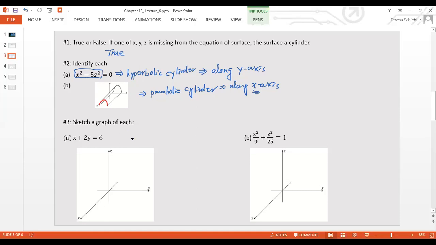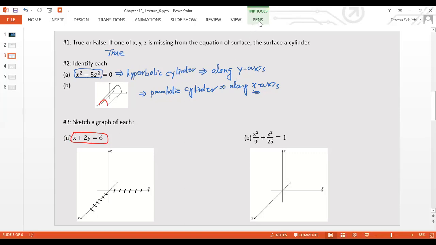And then the next one here, they say to sketch the graph. This is x plus 2y equals 6. Let's do the trace here. Remember, the trace is what you get if I only look at the xy plane, right? So when x equals 0, y equals what? y equals 3, right? So 1, 2, 3, 4, 5, 6.